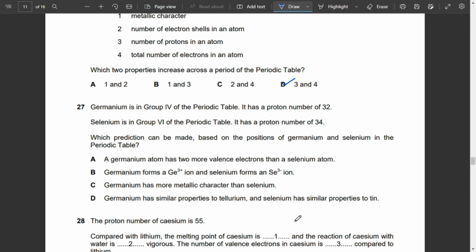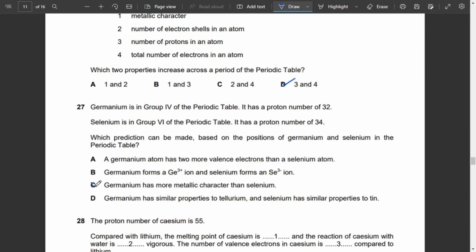Then if we move ahead, germanium forms a Ge3+ ion and selenium forms a Se3- ion. Of course, we cannot say this. Germanium has more metallic character than selenium. Yes, I think so. Let's see the last option. Germanium has similar properties to tellurium and selenium has similar properties to tin. Well, again, it's wrong. For this, the answer is C.